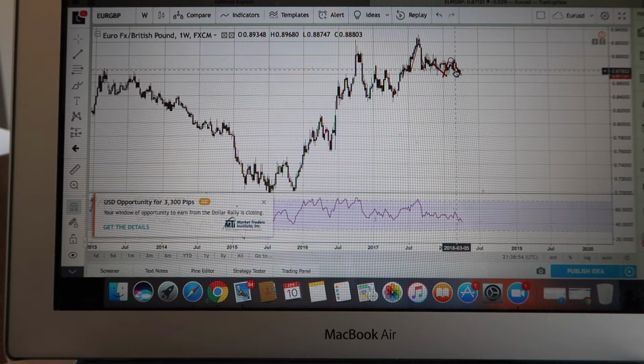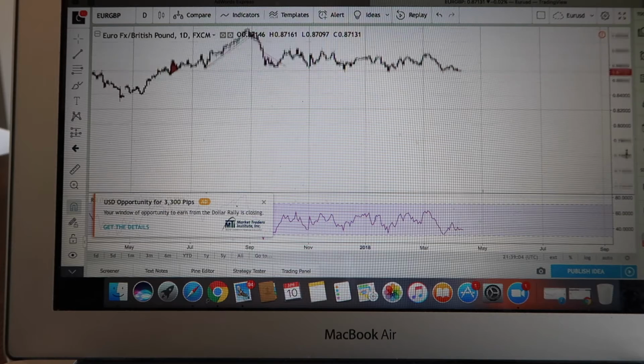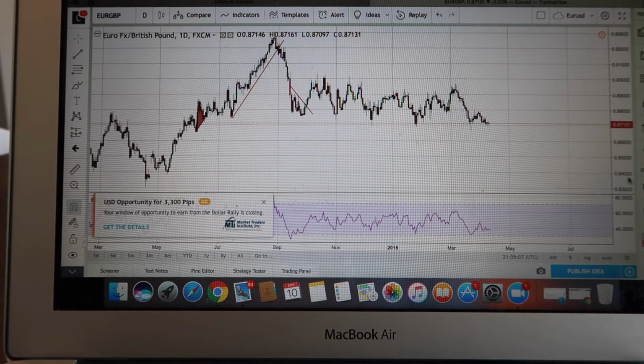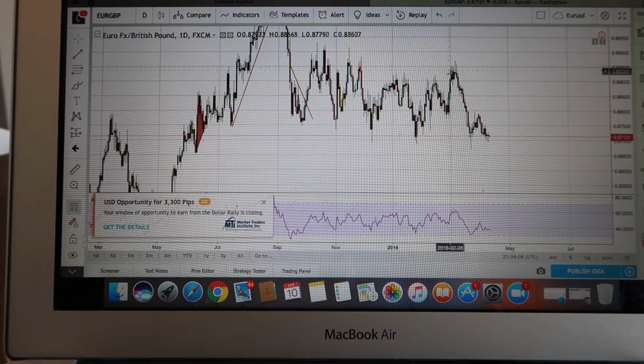I'm going to actually look at a smaller time frame. So we're going to go from the weekly down to the daily right here. So let's go to D1. Let's look at this chart. Okay, that's how we're looking. And boom, what do you see right here?